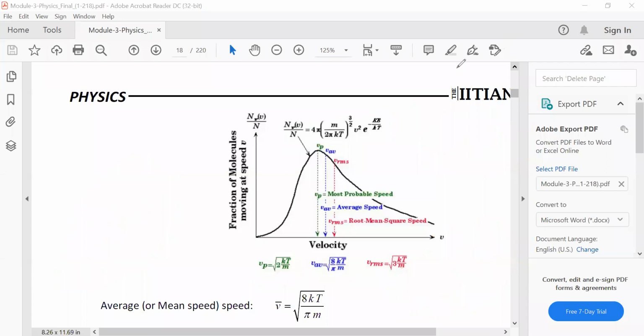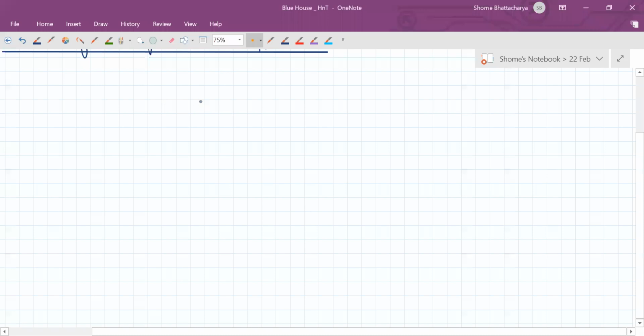Okay, let me explain the whole thing. I'm just switching to my whiteboard. So one thing you have to understand is, what is the Boltzmann constant? It is R divided by Avogadro's number. Therefore, k by small m is the same thing as R by capital M. Don't forget this. That is, small m is Avogadro's number multiplied by, sorry, multiplied by molar mass.